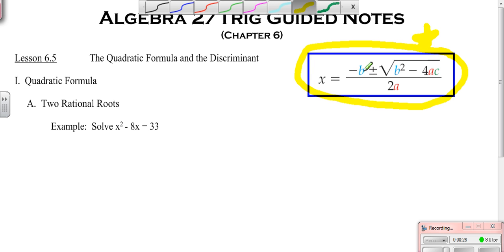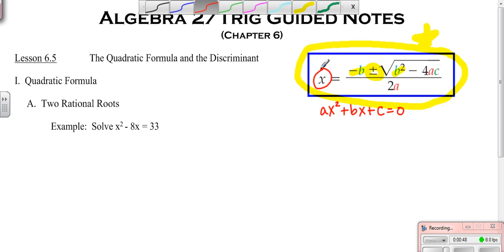It's the opposite of b plus or minus, that's where we get our two answers, the square root of b squared minus 4ac all over 2a. And remember, that means we are starting with the standard form of that quadratic equation equals 0.